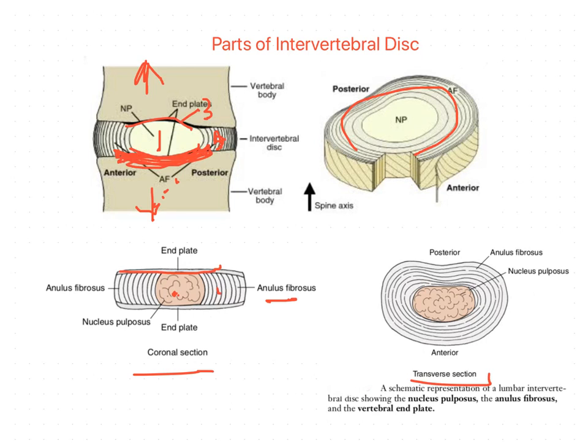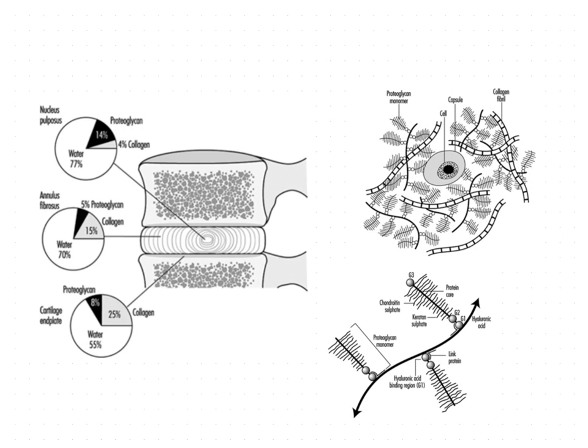Now we will see the composition of the intervertebral disc. Here we can find this one is the nucleus pulposus, isn't it? Yes. And the next one, here you can find, is the annulus fibrosus, isn't it? Yes. And the next one is the vertebral end plates.